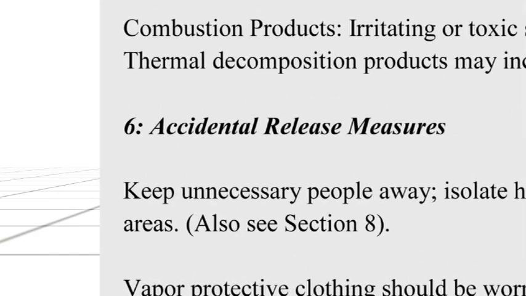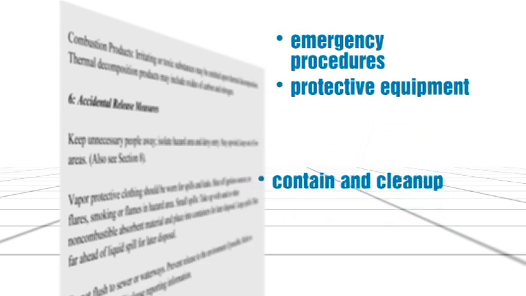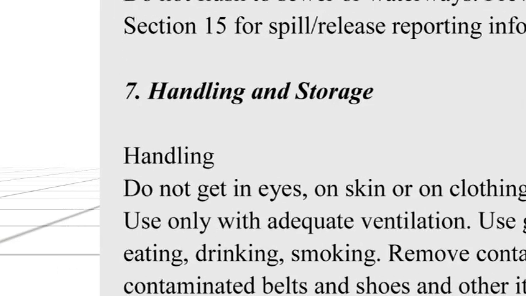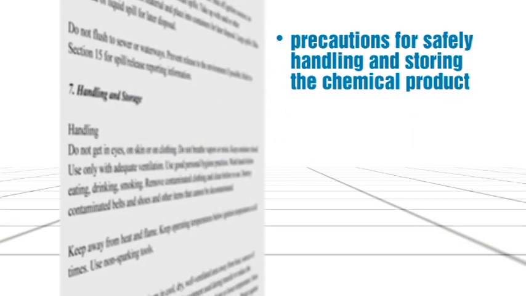Section 6 describes accidental release measures, which describes emergency procedures, protective equipment, and how to contain and clean up when that product is spilled, released, or otherwise involved. Section 7, called Handling and Storage, identifies precautions for safely handling and storing the chemical product, including any incompatibilities.